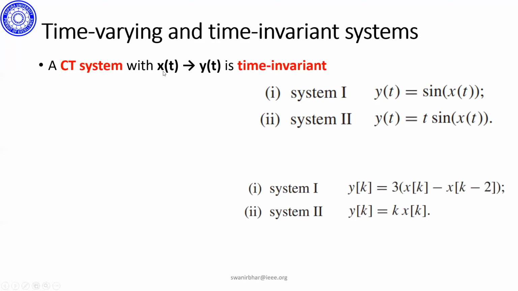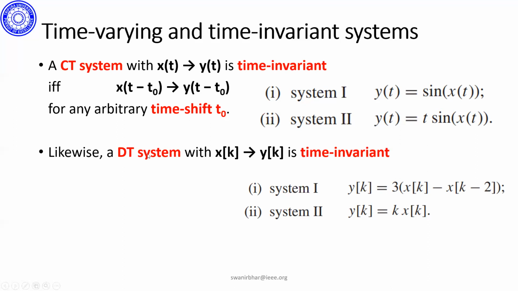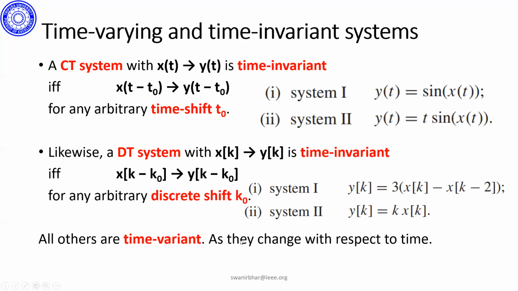In continuous time, x(t) giving y(t) is time invariant if x(t minus t0) gives y(t minus t0), meaning if you have a delay or time shift of t0, that same time shift comes in the output also. Similarly, for discrete time, x(k) giving y(k) will give x(k minus k0) giving y(k minus k0), where k0 is the discrete time shift. The systems which do not follow this formula, or which change with respect to time, are time variant systems.